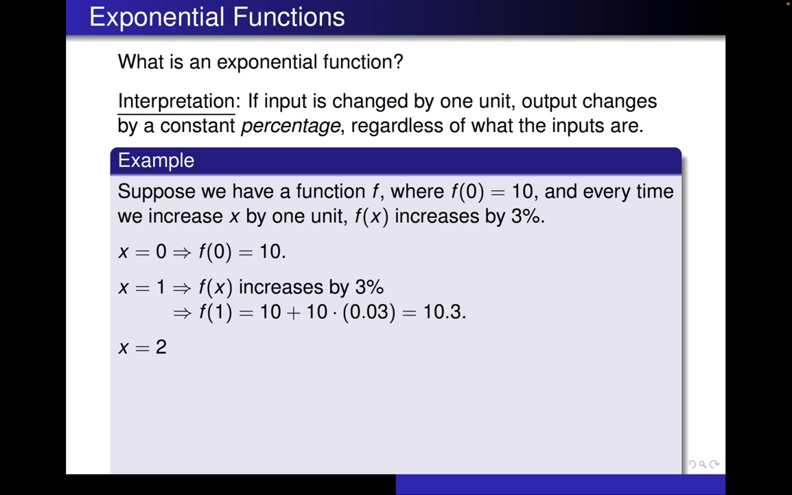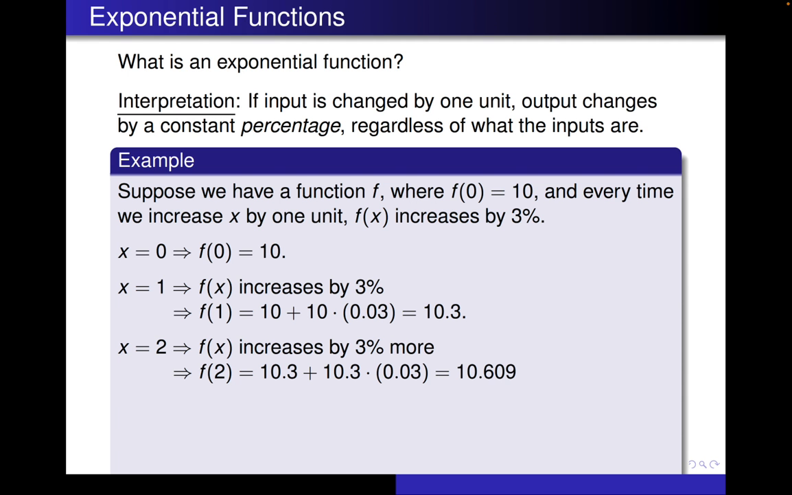So for x equals 2, going from x equals 1 to x equals 2, that increases x by 1. That means we increase our f of x by 3% more, but now it's not going to be 3% of 10 that we increase it by, because we were at 10.3, we increase it by 3% of 10.3. So we get 10.3 plus 3% of 10.3.